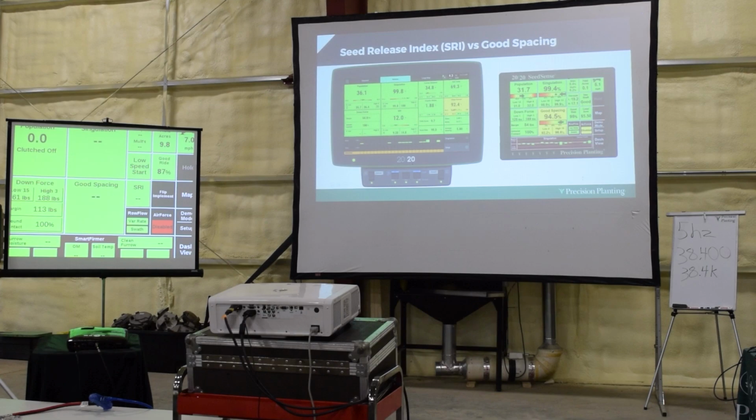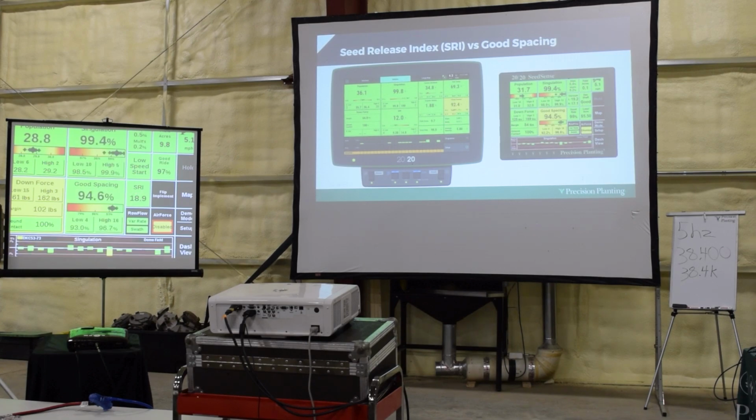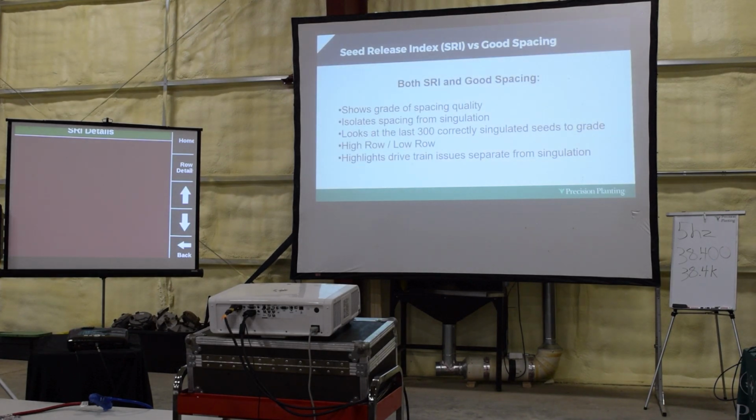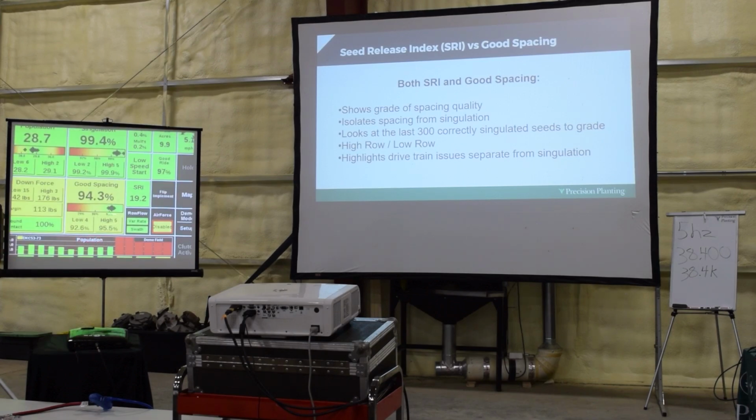And so we've got two metrics here. We've got seed release index, SRI, or we've got good spacing. In fact, on this Gen 2 here, you see that I have an SRI button right here, and I've got good spacing. So if I click on SRI, I do get a bar chart as well. We haven't talked to it as much on the classic side of things. So I always hate having wordy slides, but guys, this is the wordiest slide I've got here. Both SRI and good spacing, when we look over here, are both showing and grading us on where our spacing is on our planter. They are both isolating issues.